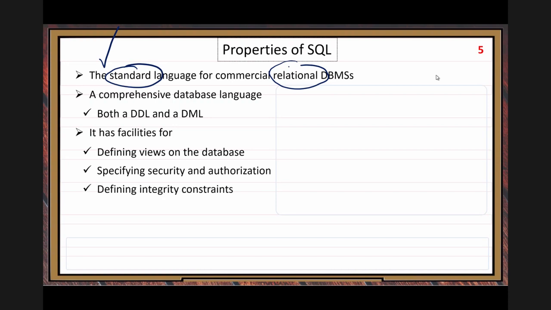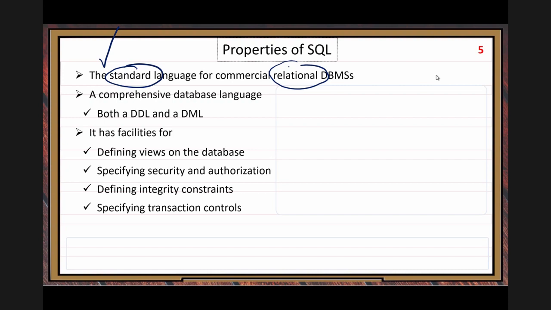Defining integrity constraints. Integrity. You know, the foreign key, remember? Last time we mentioned several integrity things, like uniqueness. So those constraints.